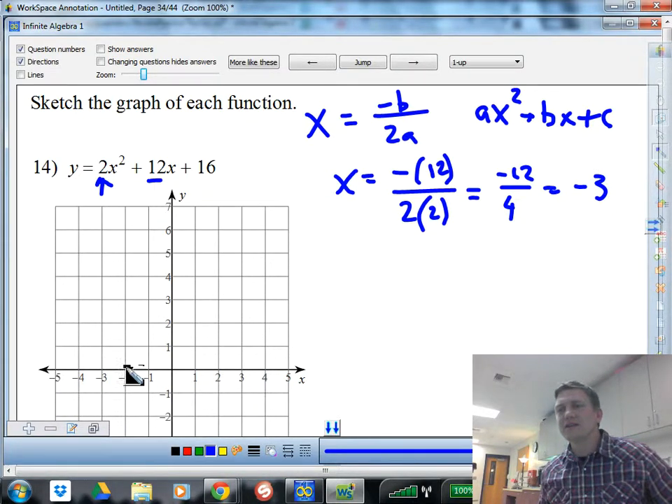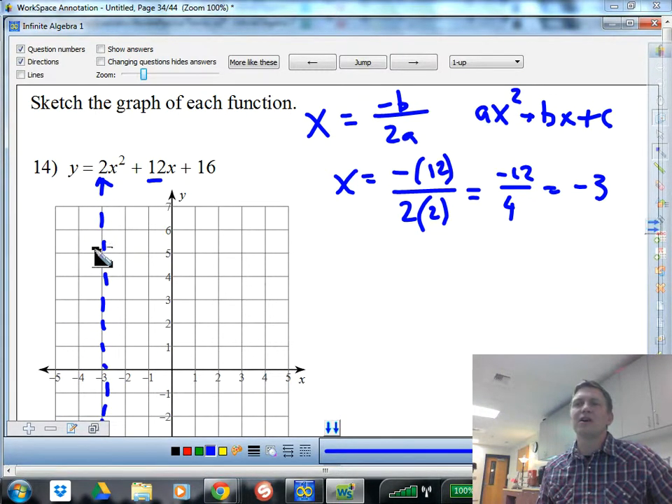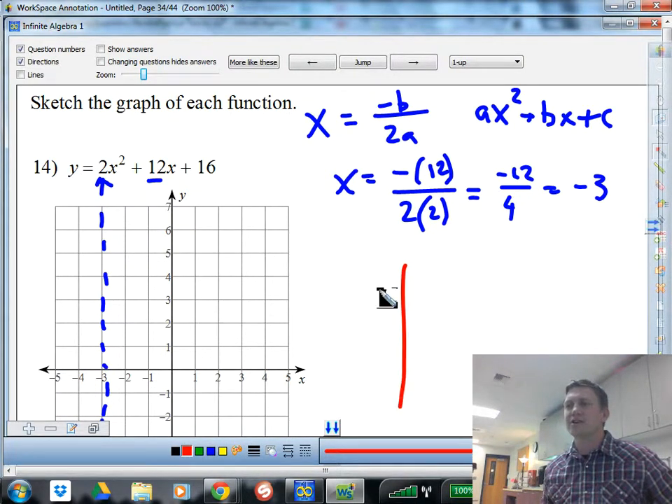Okay, so what I can do is I can go to -3 and I can kind of say, well, let's make a little dashed line on that because that's going to be called my axis of symmetry. This is where the center of my parabola should either open up or open down. We don't really know yet. In order to kind of figure that out, I make my t-chart.